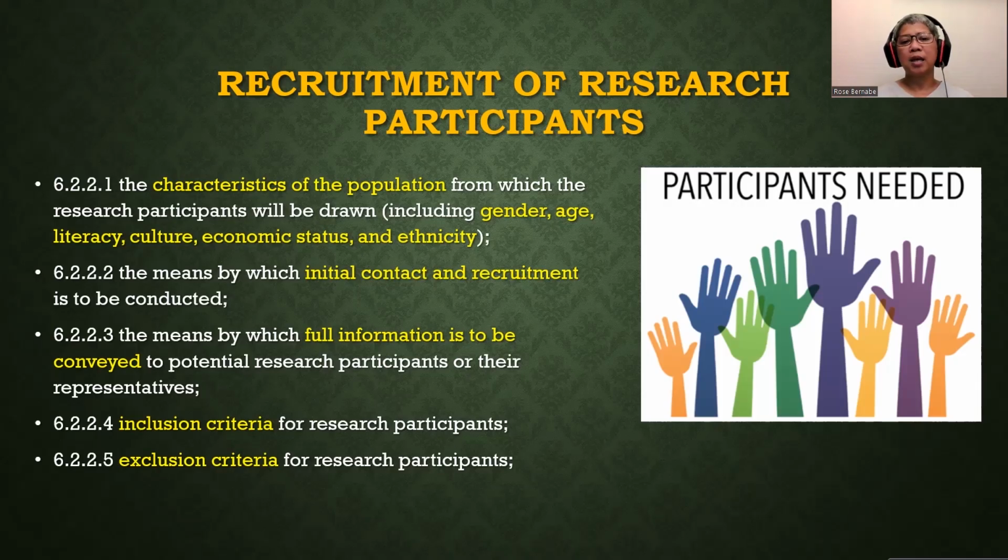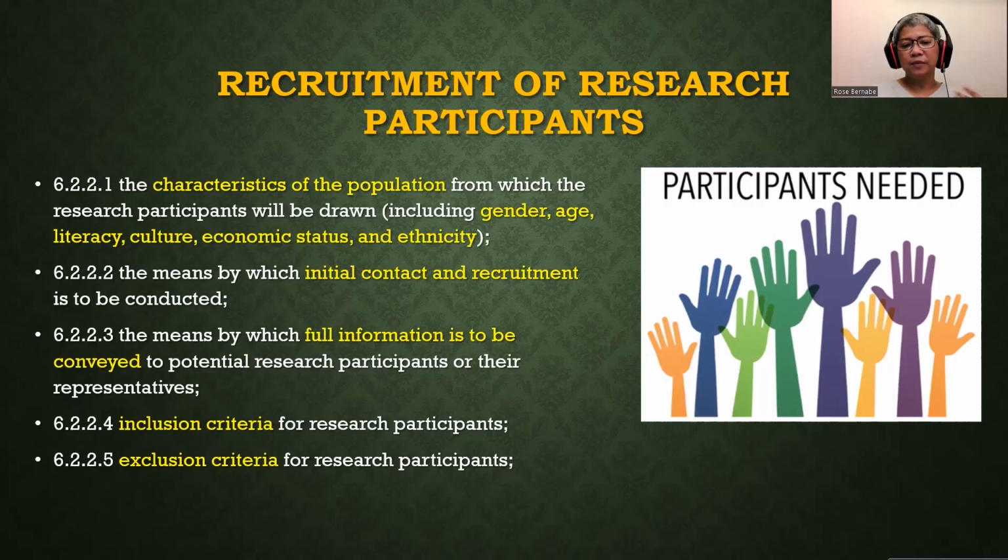How is this initial contact? If the intended research population comes from a specific community, is this initial contact and recruitment even appropriate? Right. The means by which full information is to be conveyed to potential research participants.